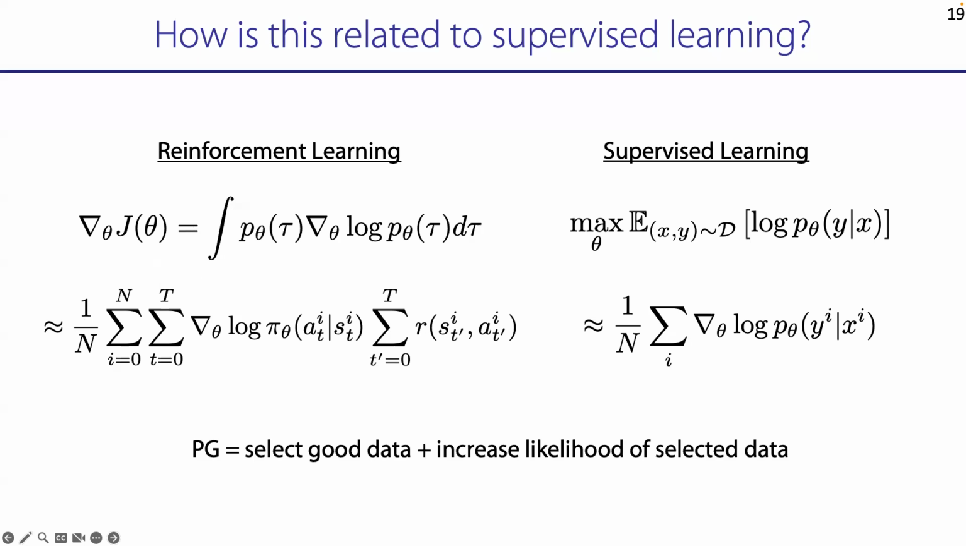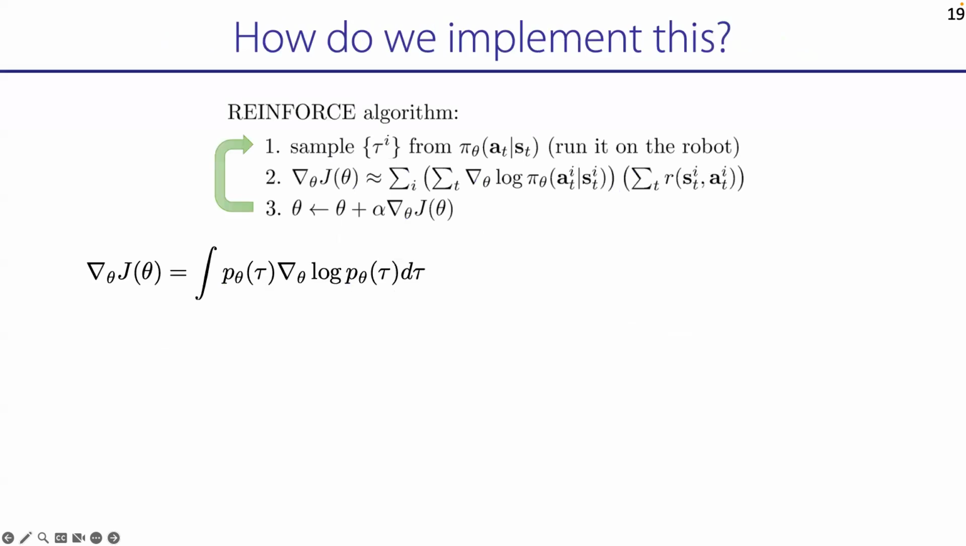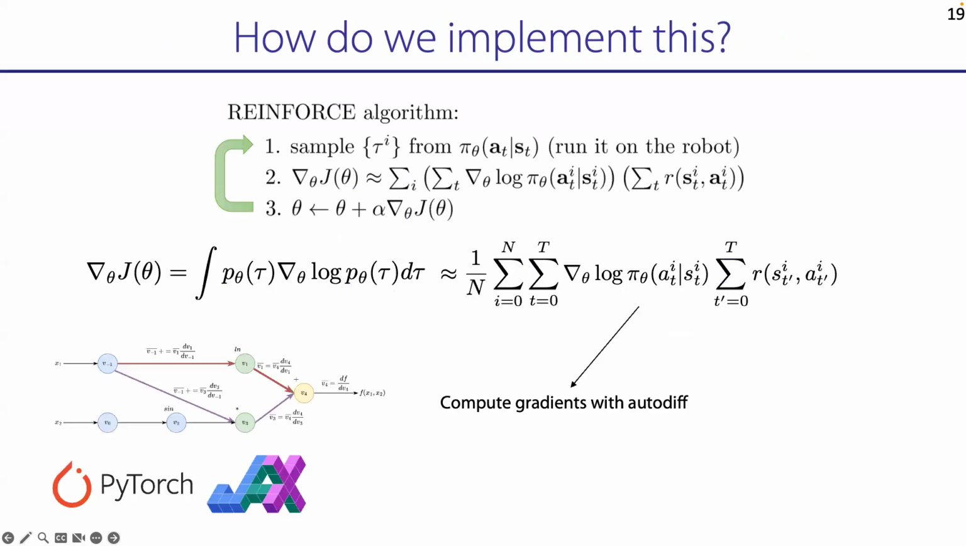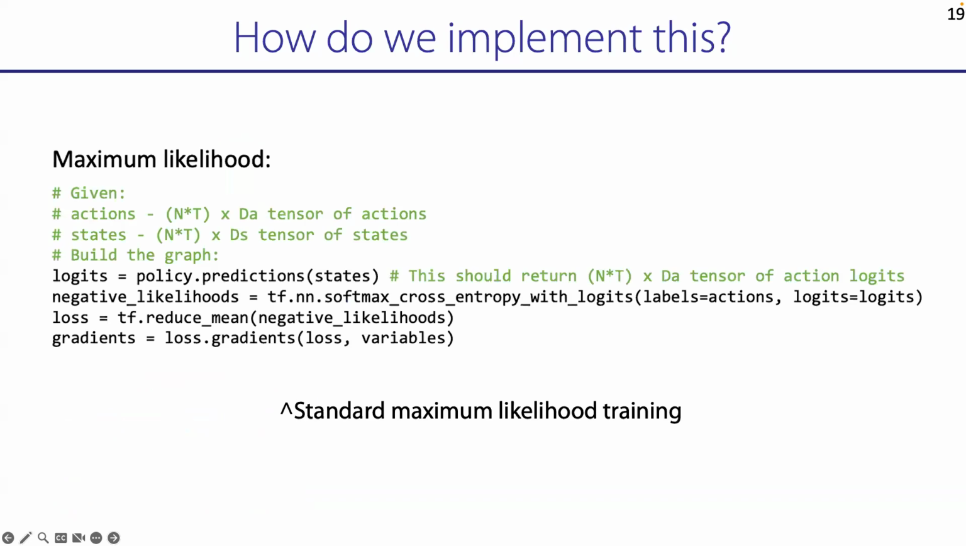Cool. So the way I think about policy gradient is that you just sample a bunch, you select the good data, and you increase the likelihood of the good data and decrease the likelihood of the bad data. That's it. Okay, so how do we implement this? Let's think about how we implement this in something like PyTorch or JAX. I have a more concrete example.